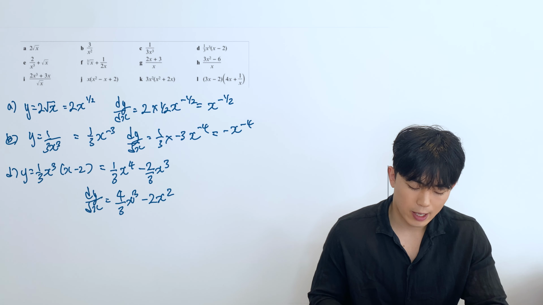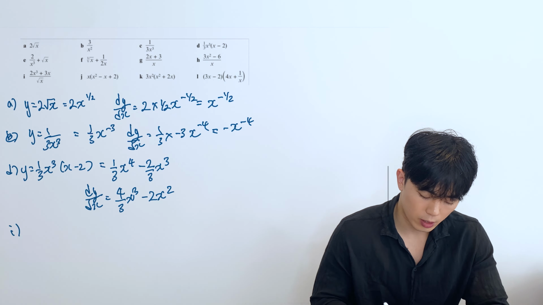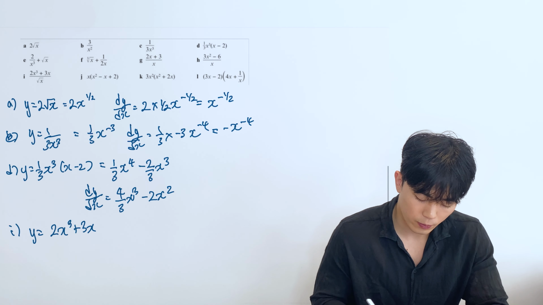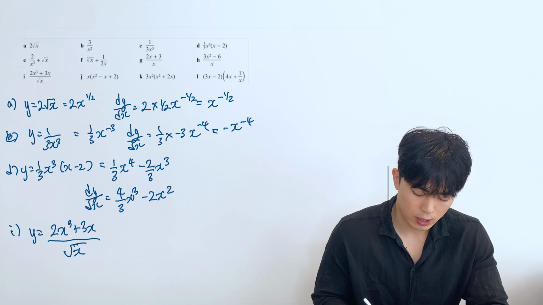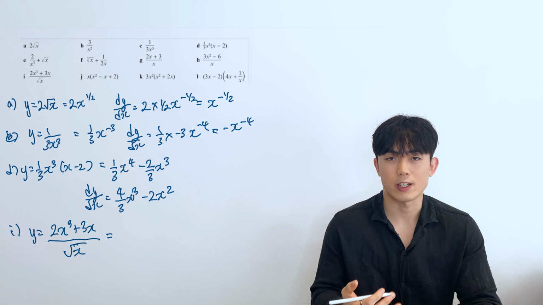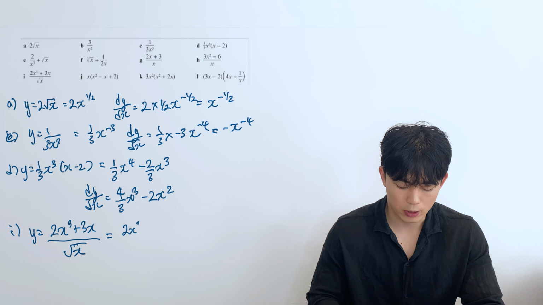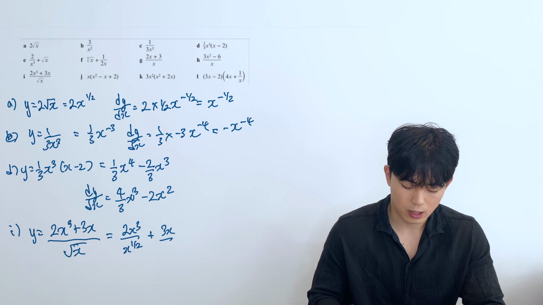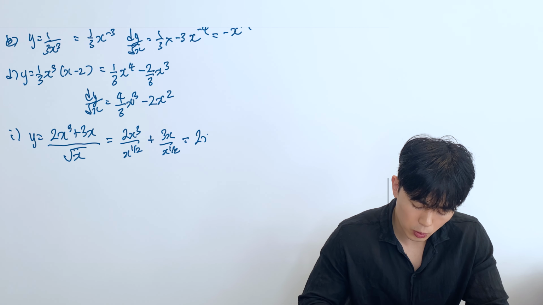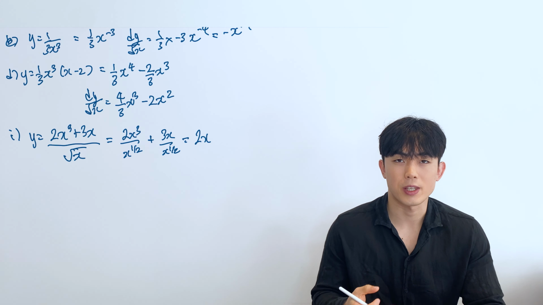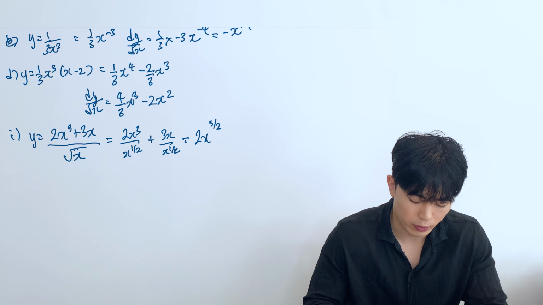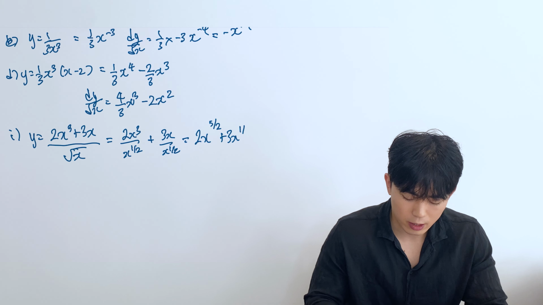This works with dividing as well, so let's try I. So we have y is equal to 2x cubed plus 3x over root x, like this. First things first, I want to change it to indices form. So this is 2x cubed over x to the half plus 3x over x to the half, which will give me 2x. Using the indices rule, when we divide, we just minus the indices. So we have 3 minus a half, which is 5 over 2, plus 3x to the half.